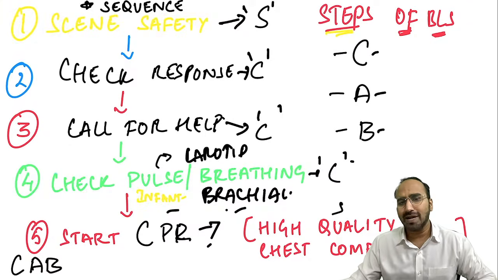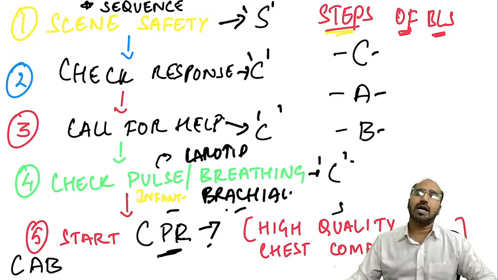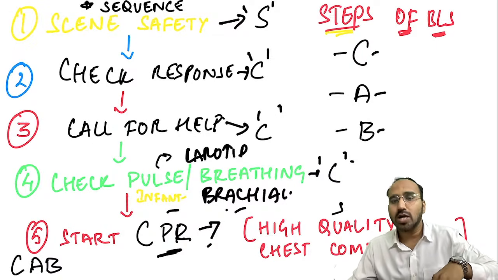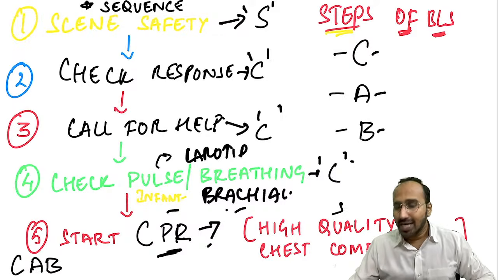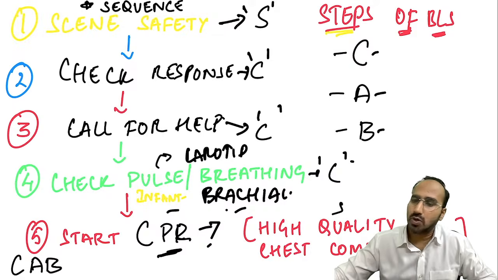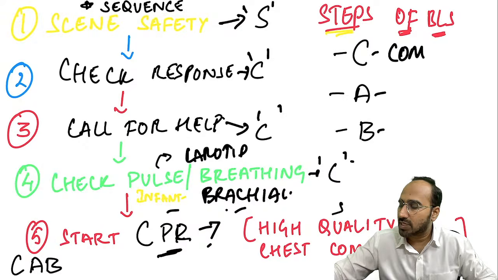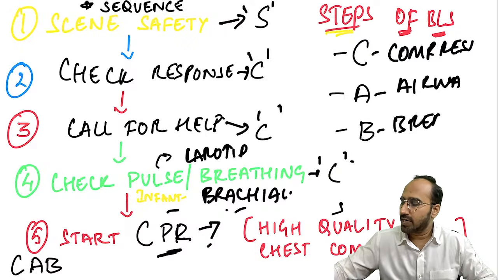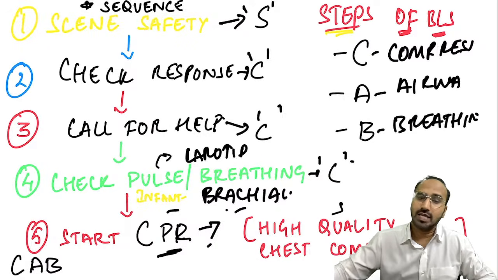Brachial pulse. If there is no pulse, no breathing, start your CPR. And how are you starting your CPR? Are you starting with ABC protocol or CAB protocol? You start your CPR with CAB protocol. CAB is what, guys? You start with compression, then airway, then breathing. Compression or circulation, then airway, and then breathing.